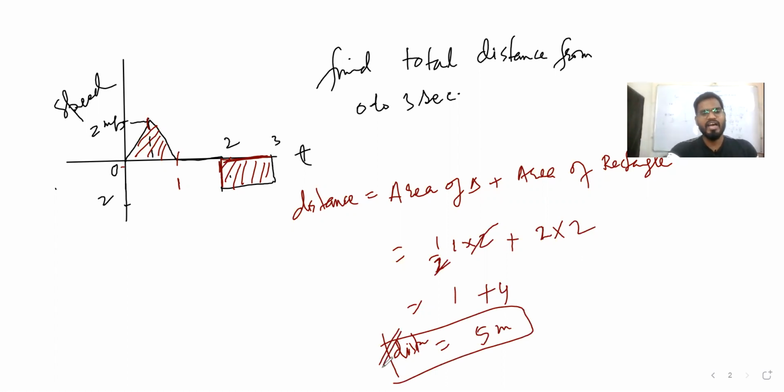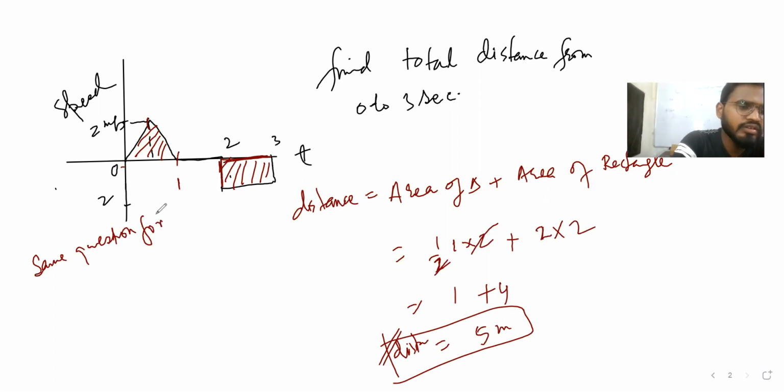Now the same question, if they ask you velocity, then of course displacement will be given instead of speed. If velocity is given, then we can find displacement. Then let's see the same question for displacement.